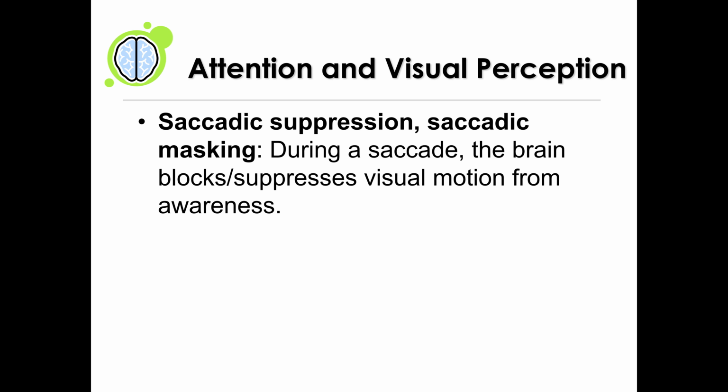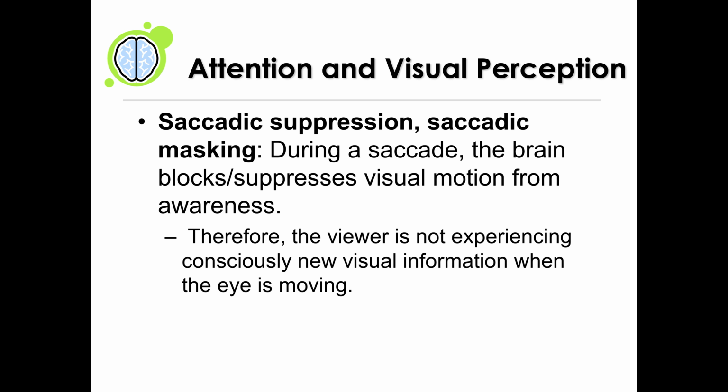So the interesting thing is there's also what's known as saccadic suppression or saccadic masking. Now this is an interesting phenomenon that researchers have found, that during a saccade, the brain blocks or suppresses visual motion from awareness. So it is as though you're not perceiving and recognizing any new information while your eyes are moving. Now that's kind of interesting, right? When your eyes are moving from fixation to fixation, there's no new information entering your consciousness. It still may influence your brain in some way. However, you're not aware of what is changing, what is happening in the scene from fixation 1 to fixation 2.